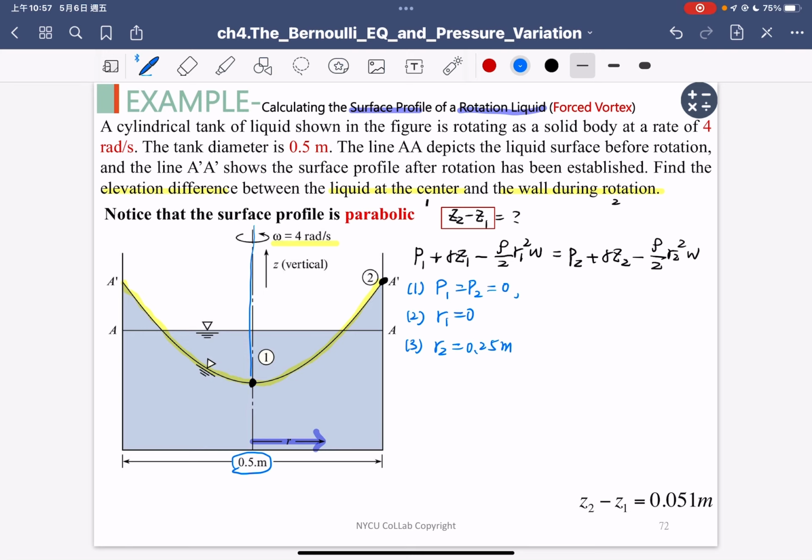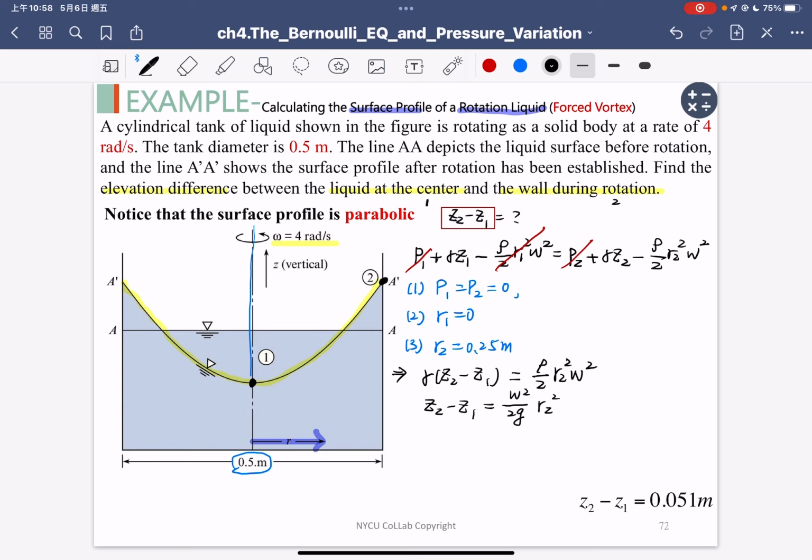Okay, so we can go back to our equations. We don't have P1 and P2, and our key question is Z2 minus Z1, so we can reorganize the equation. γ times (Z2 minus Z1) equals, since we don't have R1 that term is 0, ρ over 2 times R2 squared times omega squared. Reorganizing, Z2 minus Z1 on the left-hand side equals omega squared R2 squared over 2g.